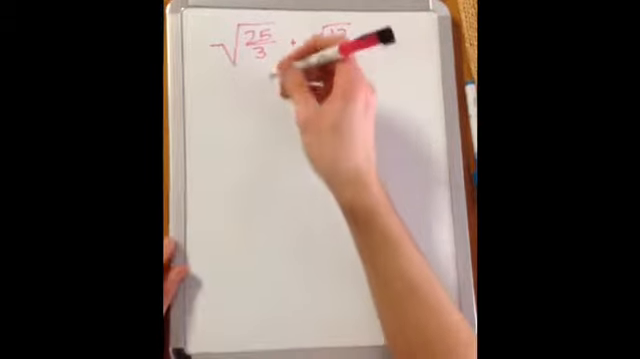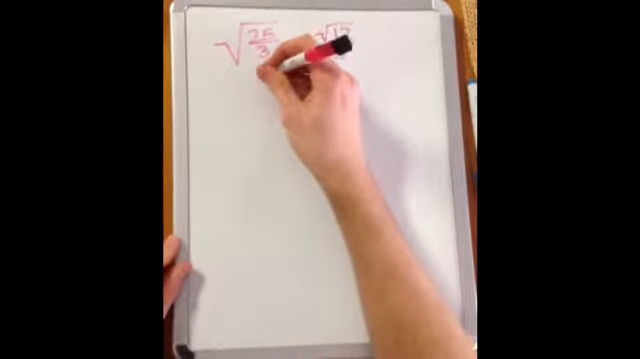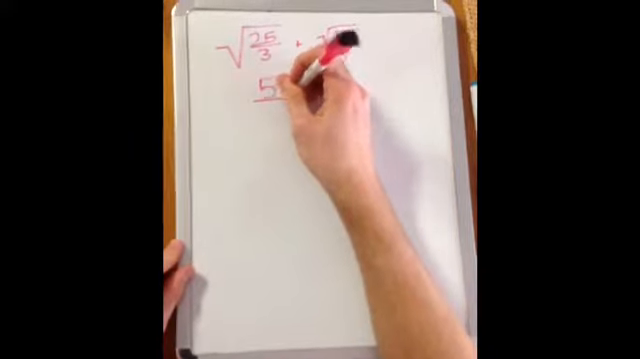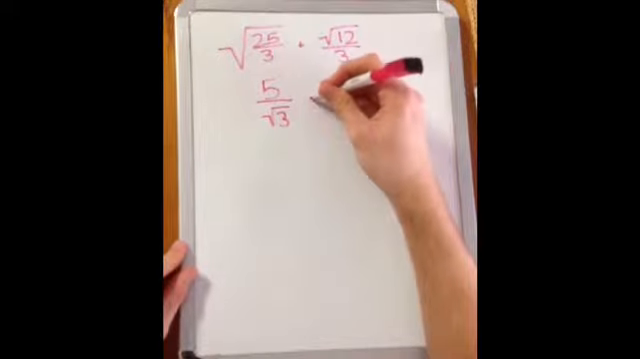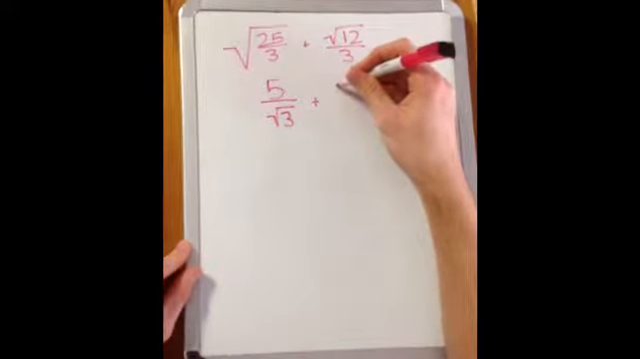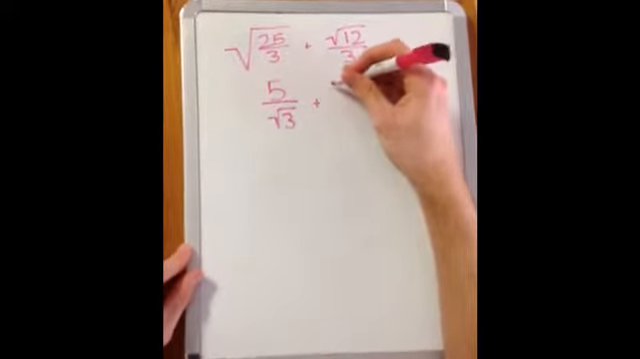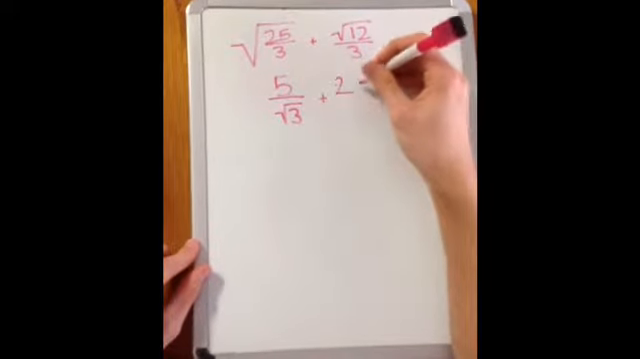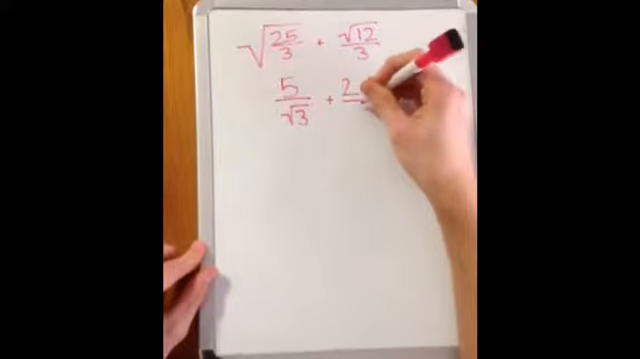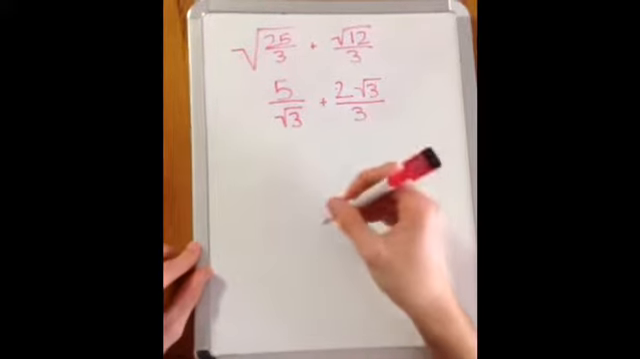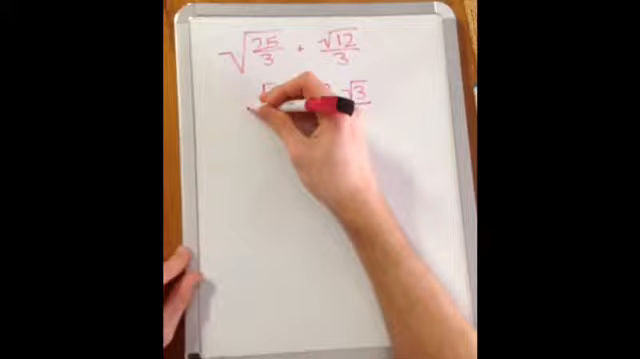In this problem, we have the square root of 25 over 3 plus the square root of 12 over 3. So the square root of 25 can be simplified down to 5 because it's a square, and the square root of 3 is already simplified, so that stays the same. Now add the square root of 12 over 3, which can be simplified to 2 times the square root of 3 because of 4, and put that over 3.